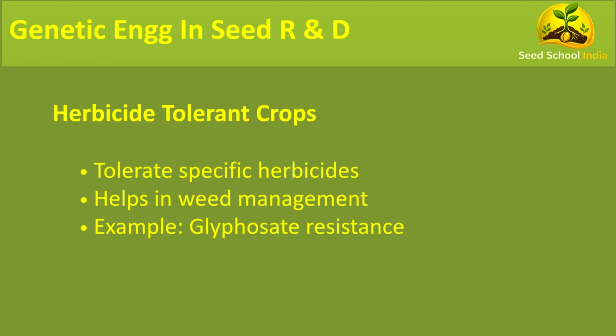Herbicide-tolerant crops allow farmers to use herbicides to control weeds without harming the crop. This simplifies weed management and reduces labor costs. It also ensures better crop growth by minimizing competition from weeds.